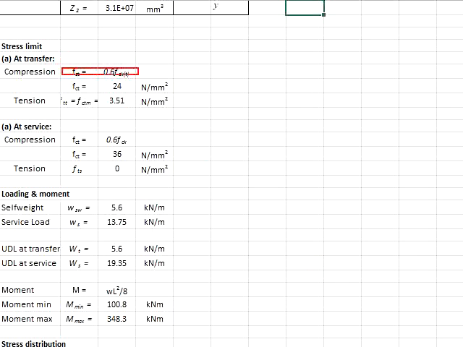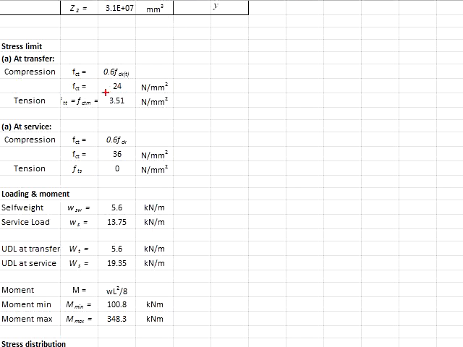The compressive resistance limit is given by 60% of the concrete strength at the stage. The concrete strength at the transfer stage is used here, and the concrete strength at the service stage is used here. This gives a slightly smaller stress limit for the transfer stage. At the transfer stage, the flexural crack is allowed, while at the service stage, flexural crack is not allowed.